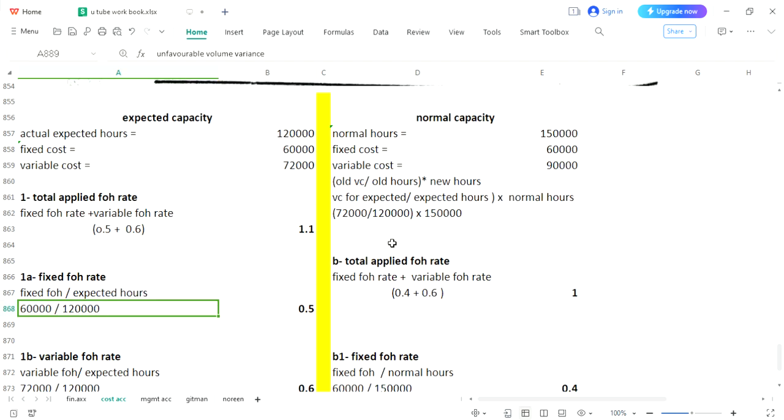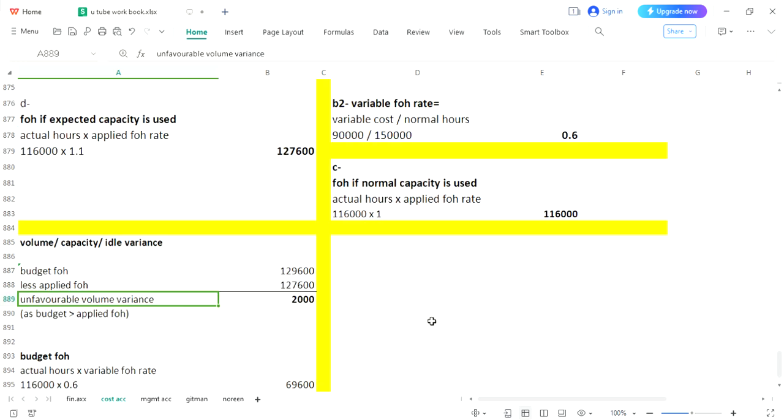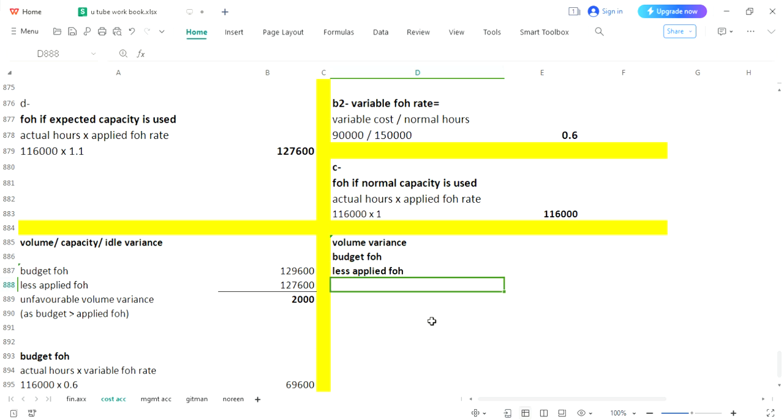Now go back to the question. You can see in D part, was any of this charge to ideal capacity? Again the same sentence is being used which was used in C part. So in D part, ideal capacity means volume variance. Again we will be calculating volume variance here as well, which is a relationship between budget FH and applied FH.